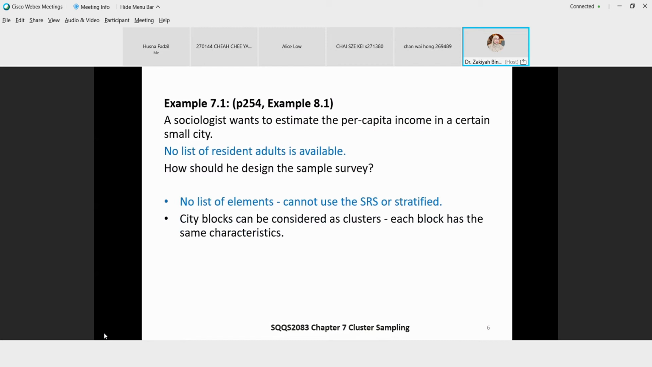Because the cost of living per residential area is about the same. So you would expect that the people living there will probably have income in a certain range. Of course there are some outliers, but in general. And then you can use the list of city blocks. That will be your list of clusters. And then you use SRS to choose the clusters.